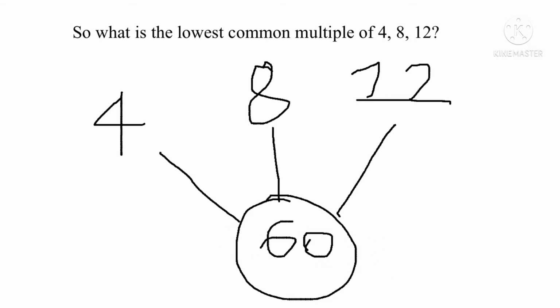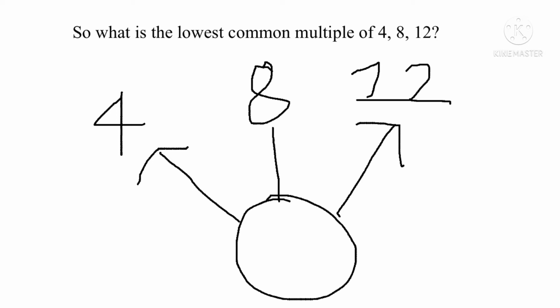So let's try 60. It goes into 4 and 12 again, but not 8. Now we are going to see if 72 works. Let's check. 72 occurs in the 12 times table and the 4 times table. But is it a multiple of 8? Let's check. 8, 16, 24, 32, 40, 48, 56, 64, 72. Yes, 72 occurs. So 72 is the LCM of 4, 8 and 12.